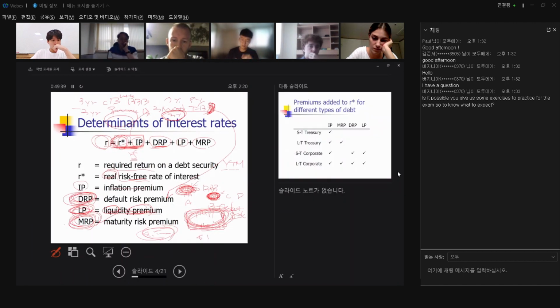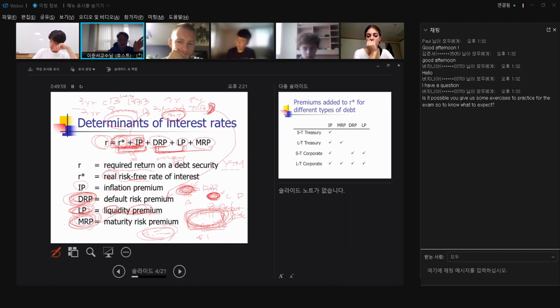This R star plus IP is called the risk-free rate. This is determined by the macroeconomy, right? The other premiums, the default risk premium and liquidity premium, are totally dependent on the company, right? So different companies have different default risk premiums and different liquidity premiums. It depends on the company's financial situation. Maturity risk premium is not related to the company.